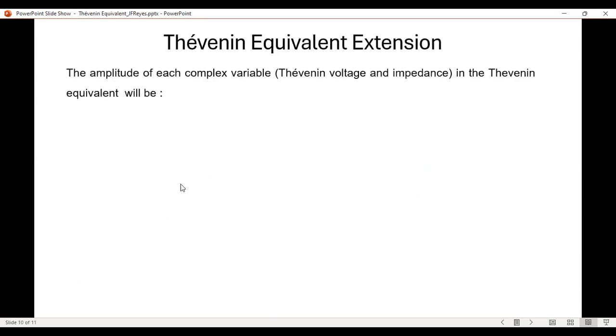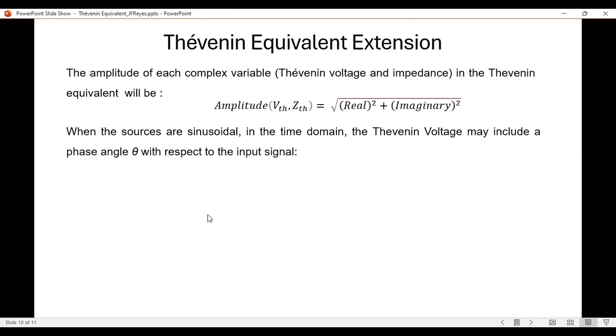Now, the amplitude of each complex variable, Thevenin voltage and Thevenin impedance, in the Thevenin equivalent can be calculated using the complex components of both variables. And the amplitude in each case would be the square root of the real part squared plus the imaginary part squared. Now, when the sources are sinusoidal in the time domain, the Thevenin voltage may include a phase angle theta with respect to the input signal.